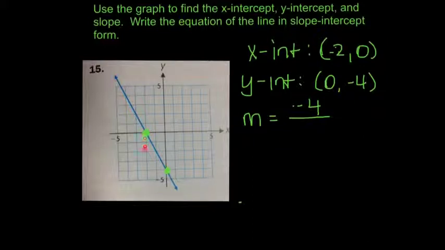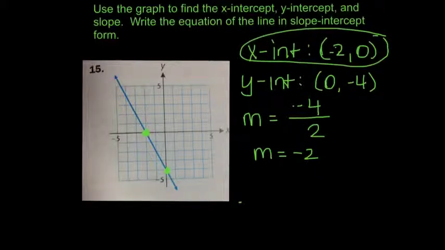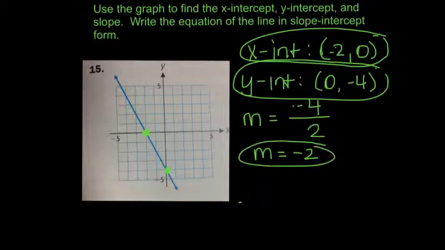After I go down 4, I would have to go over 2 in the positive direction. So my run would be a +2. If I simplify, -4 divided by 2 gives me a slope of -2. So my x-intercept is -2, 0, my y-intercept is 0, -4, and my slope is -2.